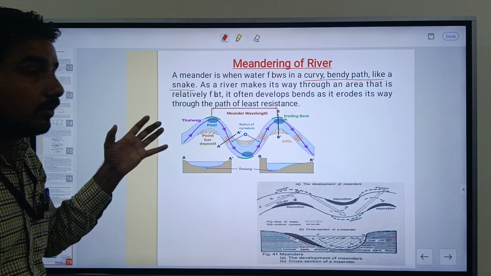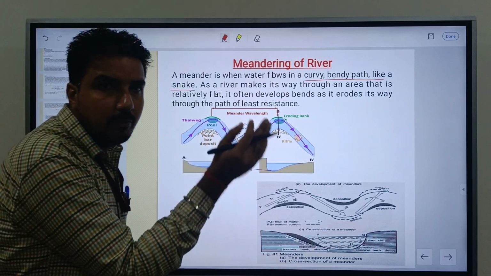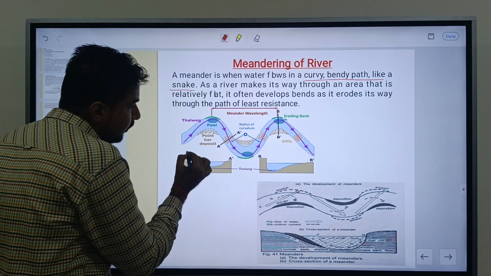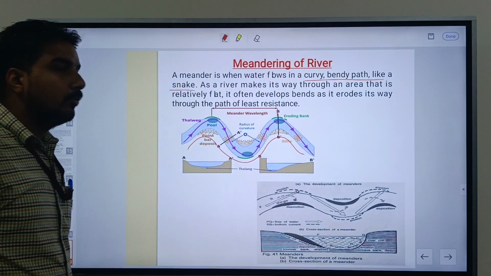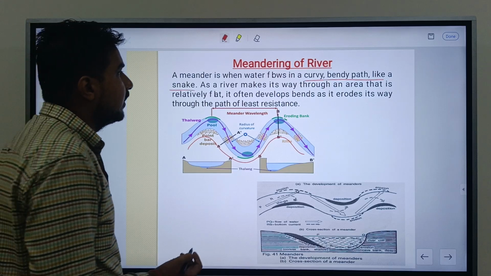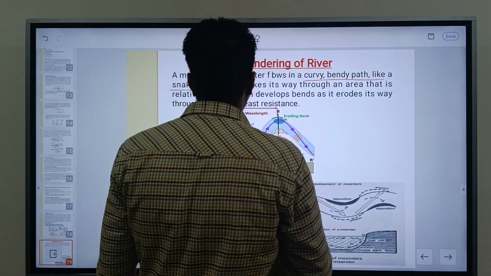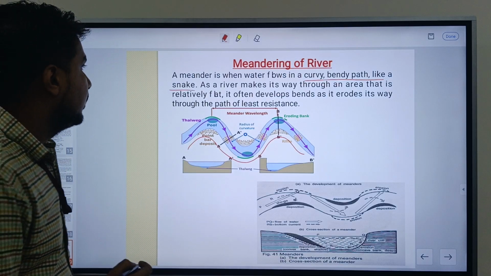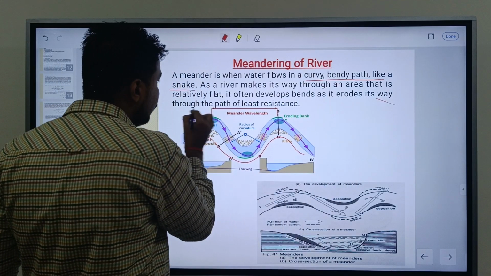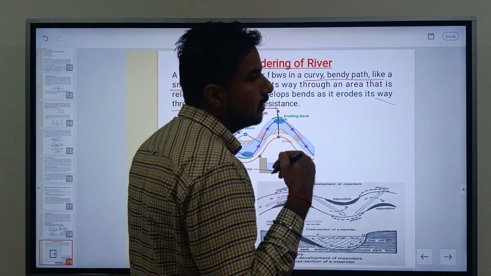मतलब क्या हुआ कि एक river उसका particular serpentine movement में अगर movement हो रहा है, if you can see that this is a serpentine movement, we can also say that this is a serpentine movement or curvilinear movement of a river. As a river makes its way through the area, relatively flat, it often develops bends and erodes its way through the path at least at particular type of resistance.